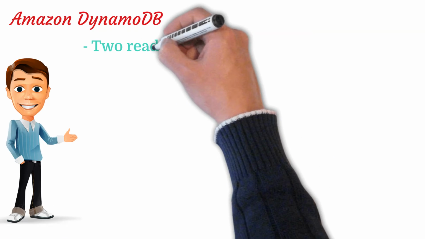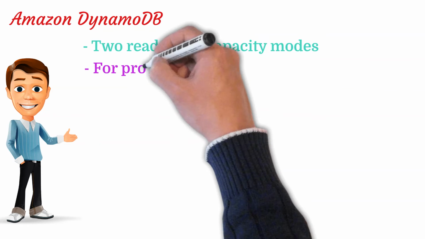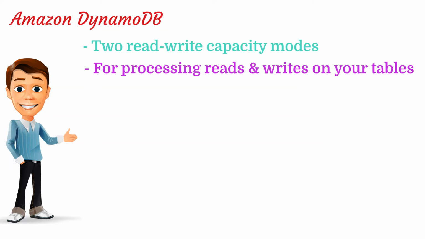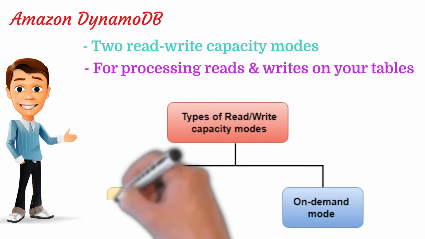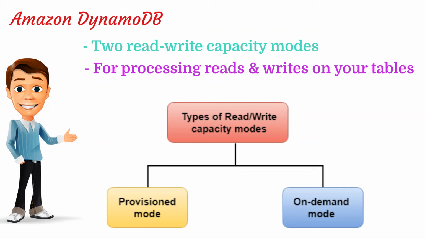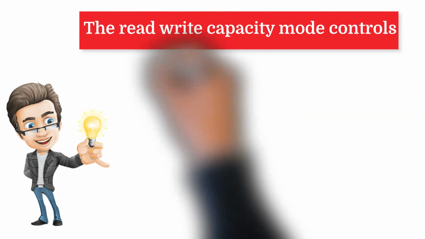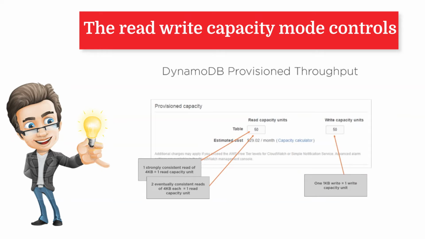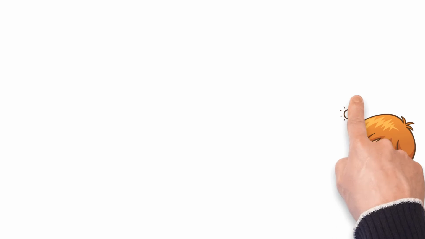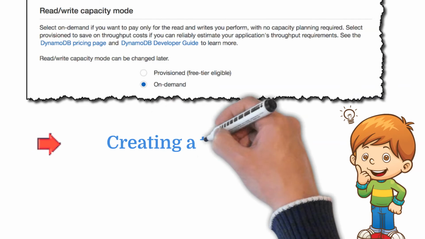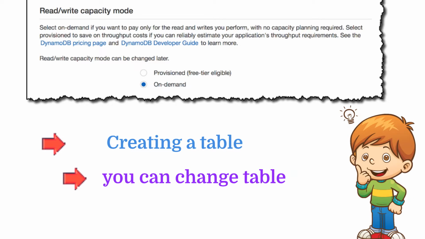Amazon DynamoDB has 2 read-write capacity modes for processing reads and writes on your tables. 1. On demand. 2. Provisioned. The read-write capacity mode controls how you are charged for read and write throughput, and how you manage capacity. You can set the read-write capacity mode when creating a table, or you can change it later.